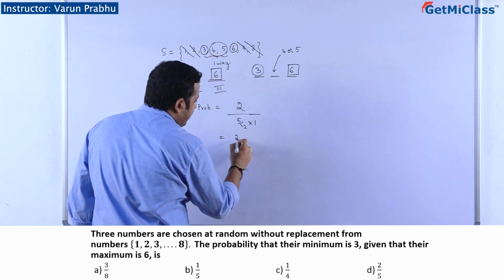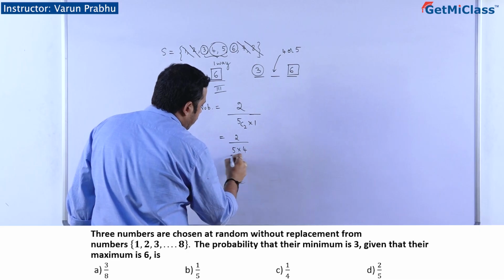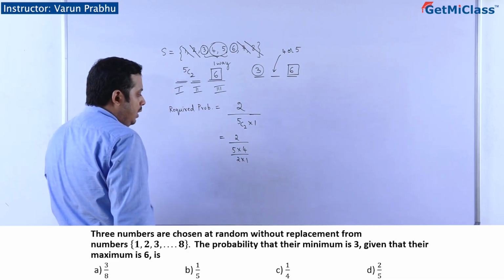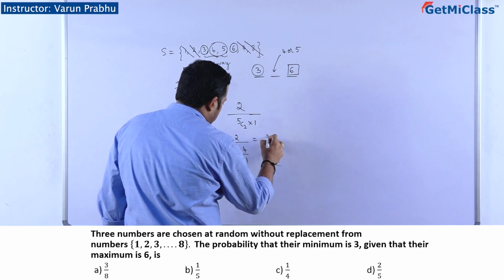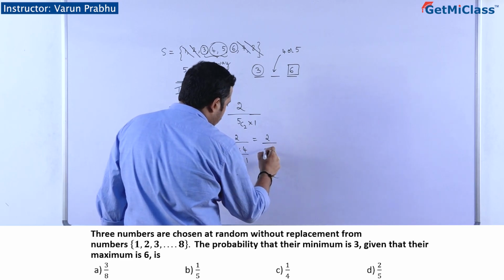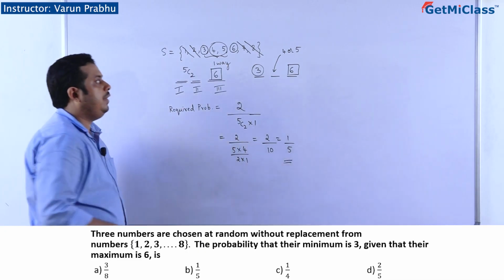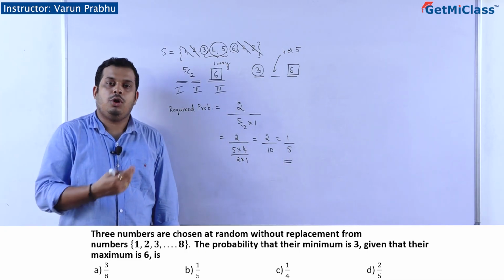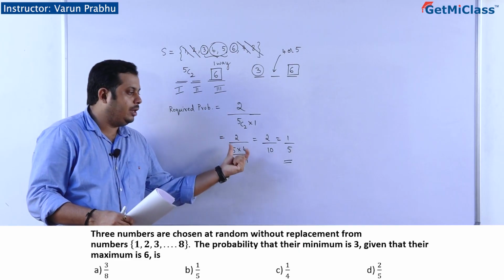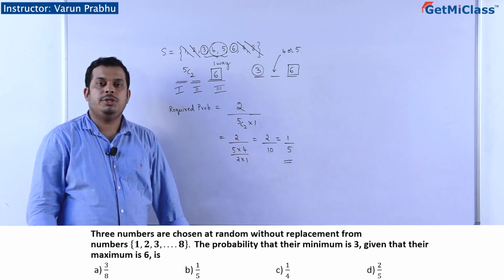So answer to the question will be 2 divided by 5 into 4 divided by 2 into 1. So the answer to the question will be equal to 2 divided by 10, which is equal to 1 by 5. This is the way in which the problem has to be solved in a competitive approach. This is how the problem needs to be solved. Important.